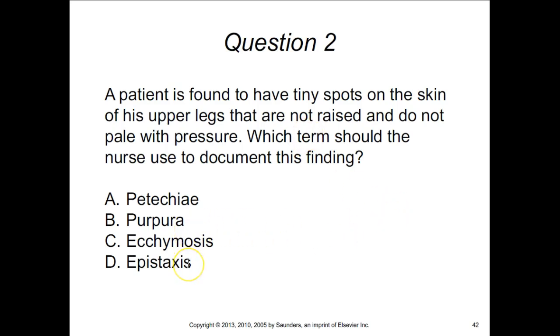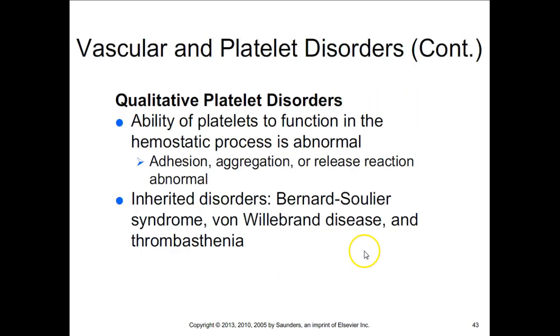Remember, epistaxis is bleeding or discharge from the nose. Purpura is those larger kind of purple looking petechiae when they kind of all run together. And ecchymosis is basically just a bruise. Right, so the quality of platelet disorders.